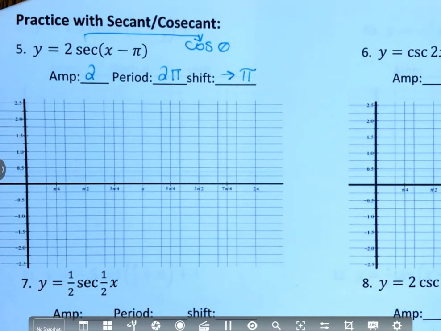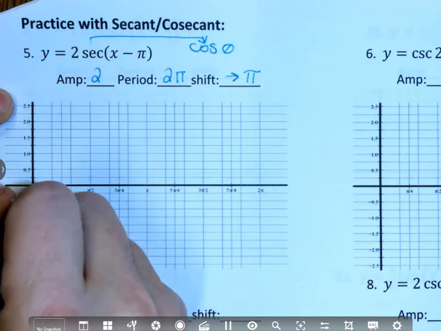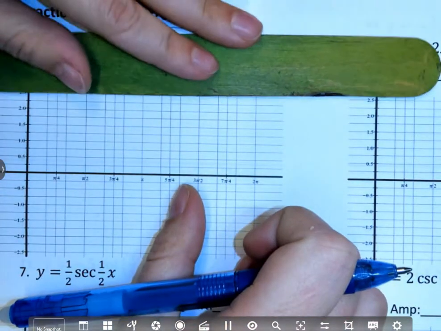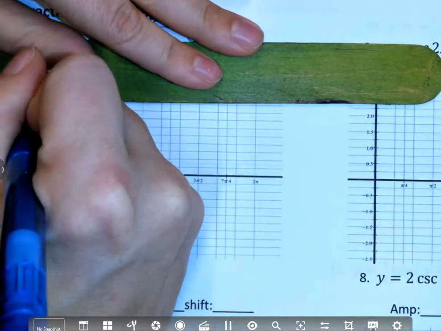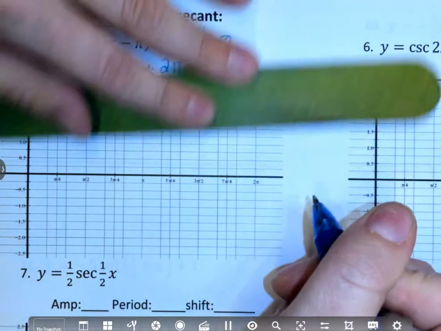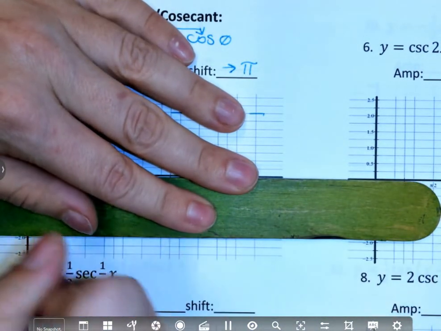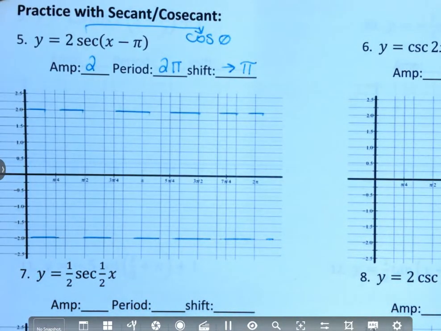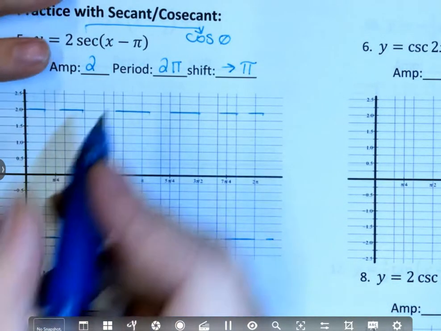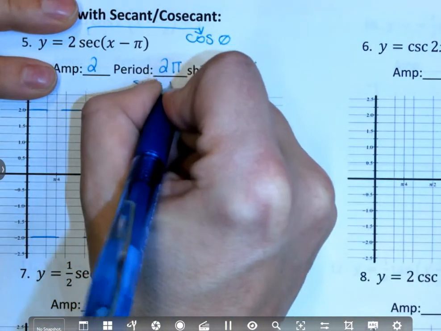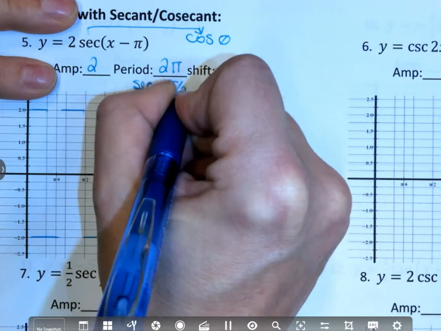I'm just going to graph this. I'm pretending it's a cosine graph. So I don't have any vertical shifts, so I'm going to have that middle line. My amplitude is 2, so I will go up to 2. Whoops, that's not 2, this is 2. And I will go down to 2. Since my period is 2 pi, what are each of my sections? Pi over 2, because 2 pi divided by 4 is pi over 2.